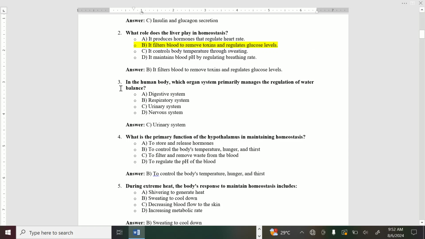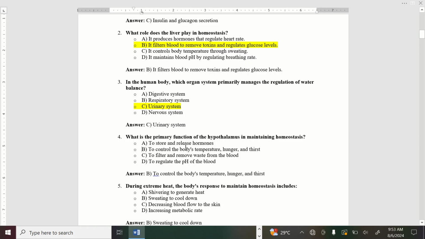The next MCQ is: in the human body, which organ system primarily manages the regulation of water balance? A. Digestive system. B. Respiratory system. C. Urinary system. And D. Nervous system. So the correct option is C. Urinary system.